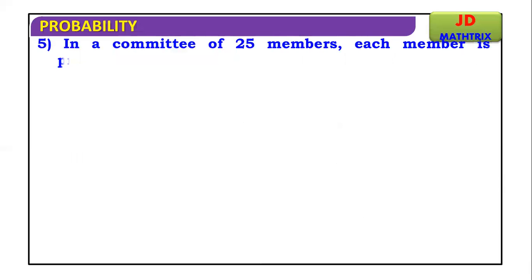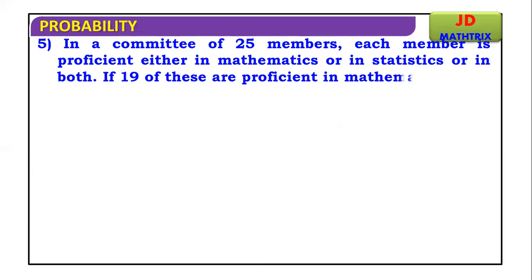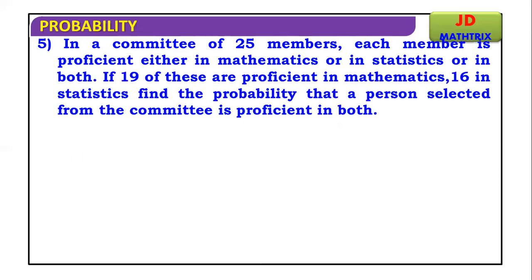Next, the fifth one. In a committee of 25 members, each member is proficient either in mathematics or in statistics or in both. If 19 of these are proficient in mathematics, 16 in statistics, find the probability that a person selected from the committee is proficient in both.